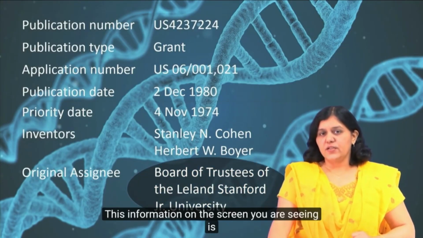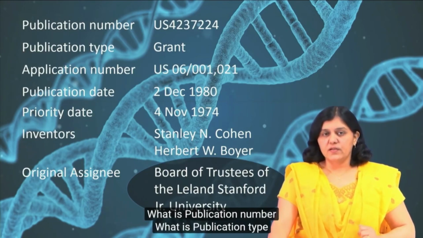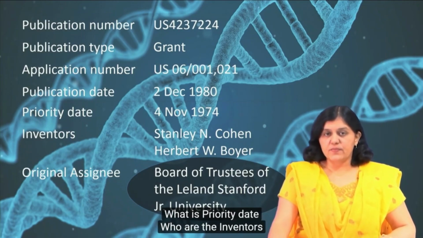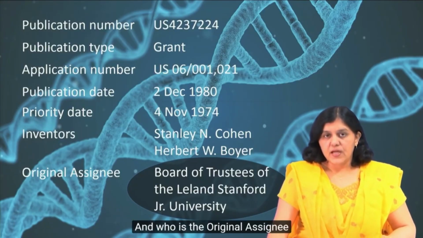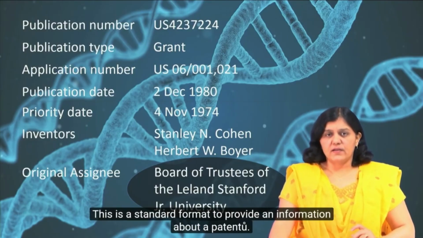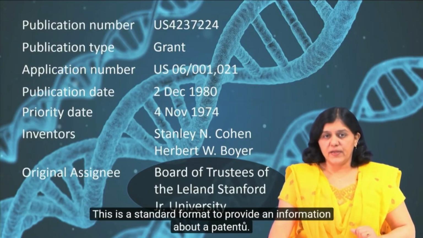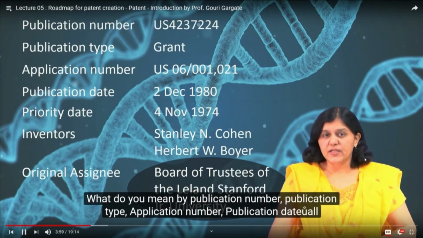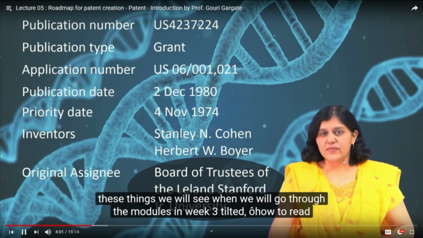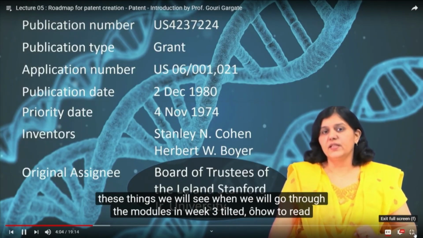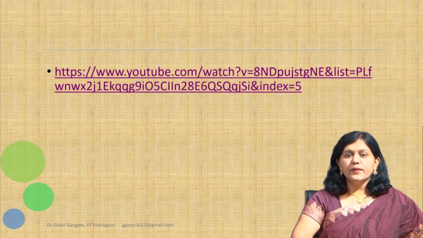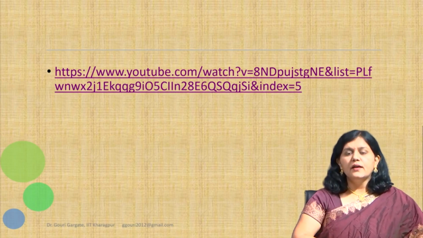The information on the screen you are seeing is: what is the publication number, what is the publication type, what is the application number, what is the publication date, what is the priority date, who are the inventors, and who is the original assignee. This is a standard format to provide information about a patent. What do you mean by publication number? What do you mean by publication type, application number? All these things we will see when we go through the modules in week 3 titled How to Read a Patent Document. We hope that you will enjoy this video. You just go through it for the details.